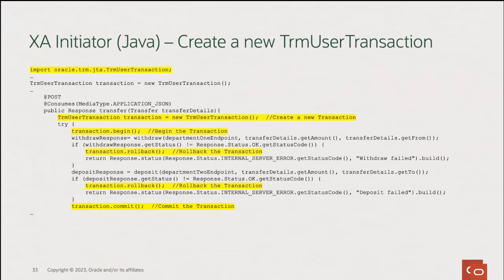Let's have a look at some source code for an XA initiator Java application. As you can see here, the TrmUserTransaction class needs to be imported, and then we create an instance of the TrmUserTransaction that creates a new transaction. Then you define the transaction boundaries by calling transaction begin, and then you run your business logic within the begin and commit calls. In between, if there is any failure, then you can roll back the transaction by calling rollback on the transaction instance.